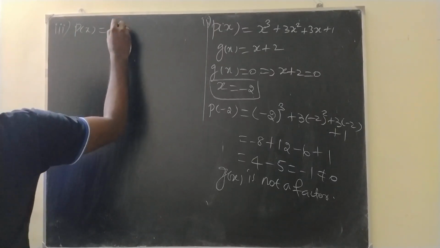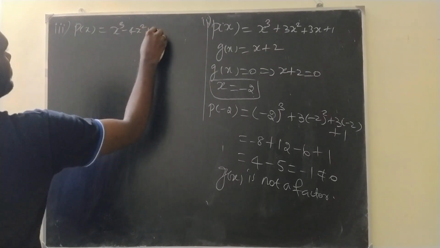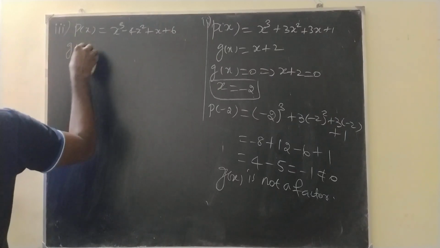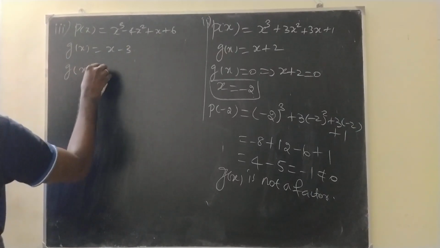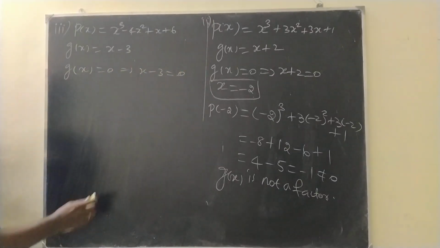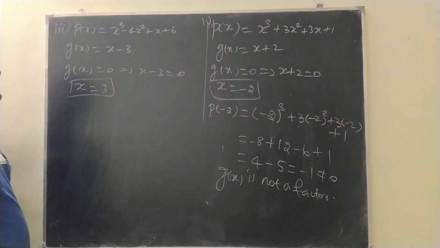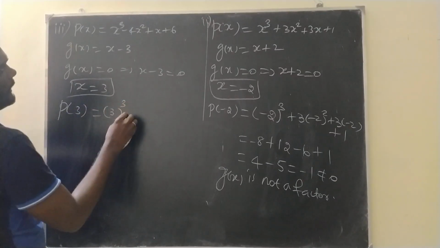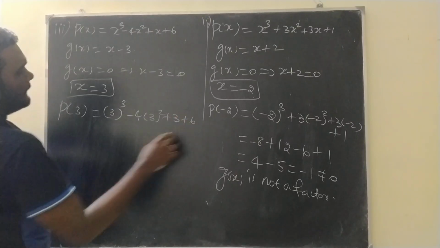P of x is x cube minus 4x square plus x plus 6, and g of x is x minus 3. So we have g of x equals 0, x minus 3 equals 0. So x equal to 3, we need to substitute. So p of 3 is 3 cube minus 4 into 3 square plus 3 plus 6.